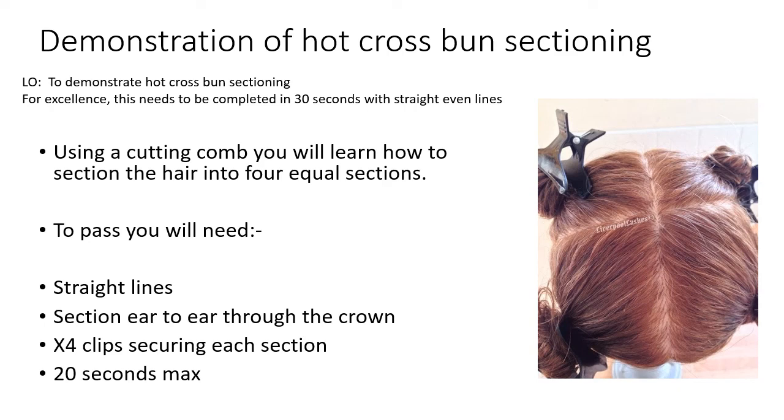Now, in order to get this done, it has to be done quite quickly. So when combing someone's hair out, you need to be able to section very quickly. Ideally, we'd like to get this done within 30 seconds, and if they can do it in 30, can I reduce it to 20? The quicker the better. So that there is the practical lesson that they will do today.